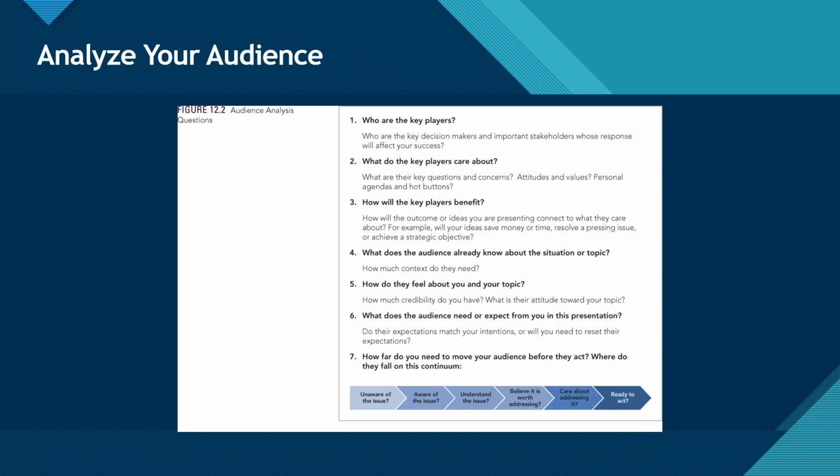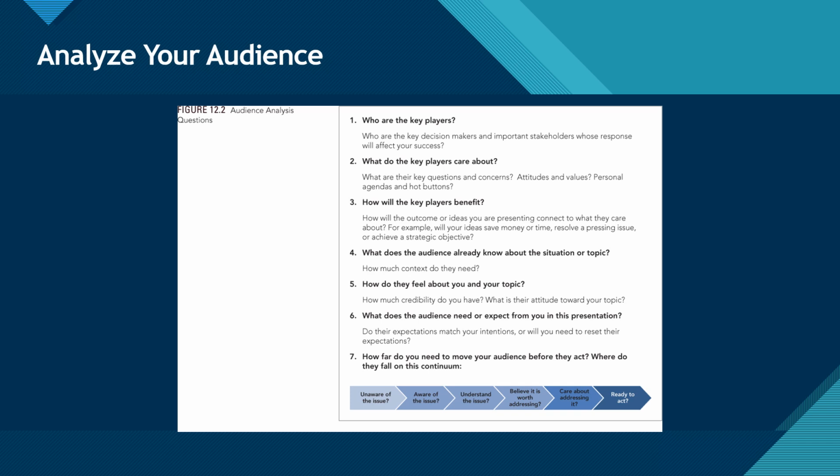Here is a chart that lists questions that will help understand the audience. The audience analysis questions are as follows. Number 1. Who are the key players? Like, who are the key decision makers and important stakeholders whose response will affect your success? Number 2. What do the key players care about? Like, what are their key questions and concerns? Attitudes and values? Personal agendas and hot buttons?